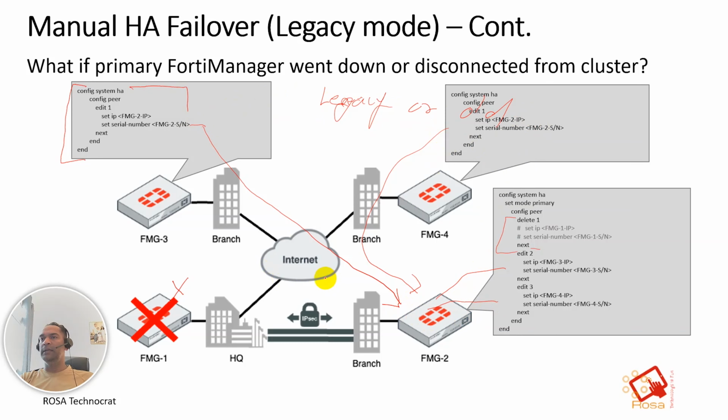So it's like manually changing the serial numbers in the devices and pointing them to the secondary FMG2. These are manual changes. This is very difficult. You just configure the high availability, and they ping each other. The advantage is that they sync the database. But from a failover perspective, from a redundancy perspective, there is no benefit.